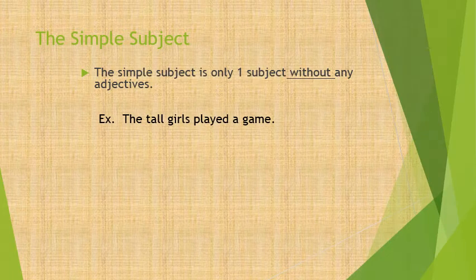We said that my subject stops when my verb begins. Can anyone tell me where's my verb here in this sentence? Very good. The verb is played. So I forget all about played a game and I focus my attention on the tall girls because my simple subject is one of these three words.